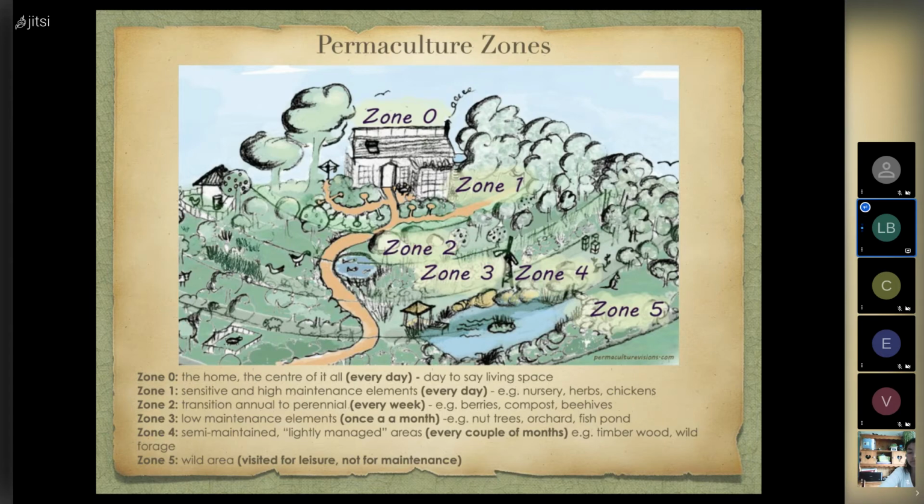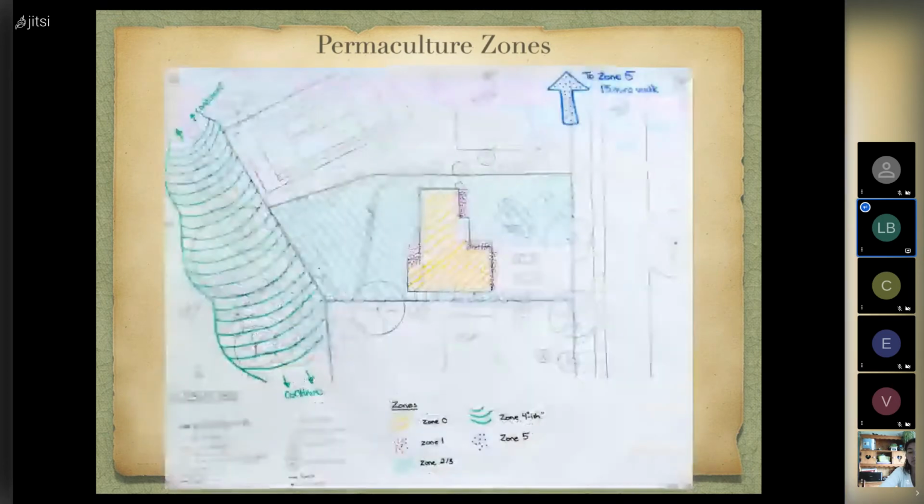And obviously, if you have a property, you might not even have zones 4 and 5, especially if you live in an urban area. So your zones 4 and 5 might be off-site, and that's totally okay.